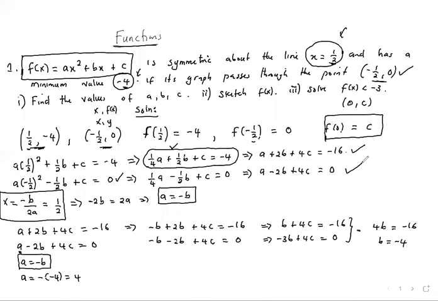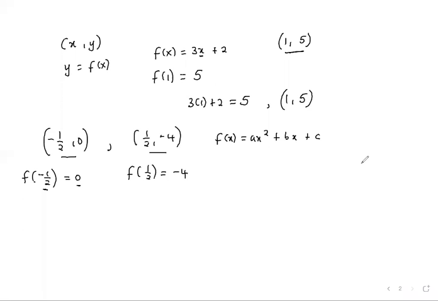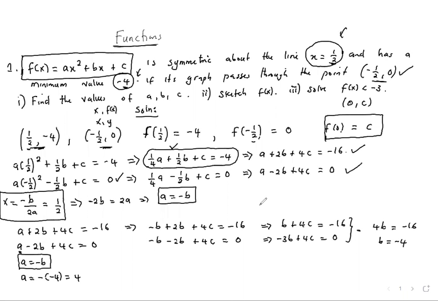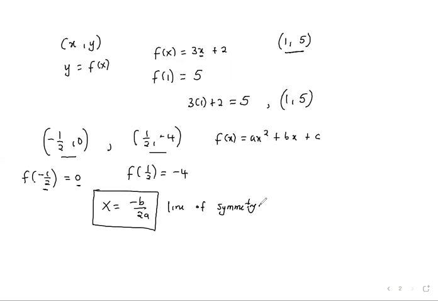From there, we have the line of symmetry. The line of symmetry is an equation that is given: x is negative b over 2a. This equation, you must know it. It's no longer an option now. This is the line of symmetry equation. So the question mentioning that there's a symmetry about the line x is equal to half is so that you can use this formula. And since you are told that the symmetry is half, then we have negative b over 2a is equal to half.